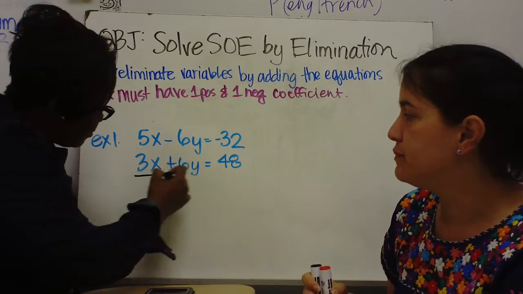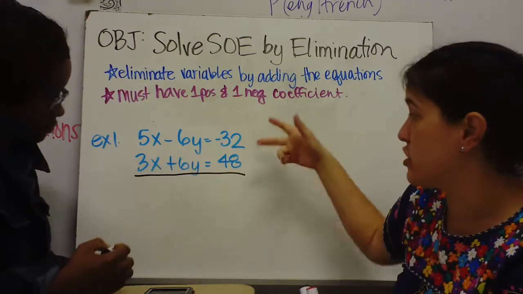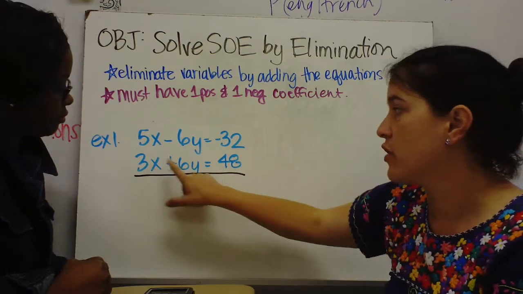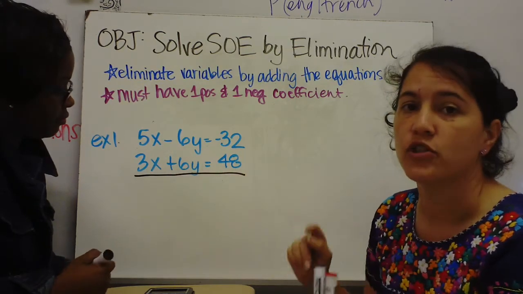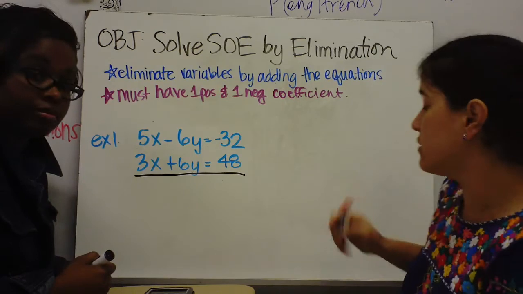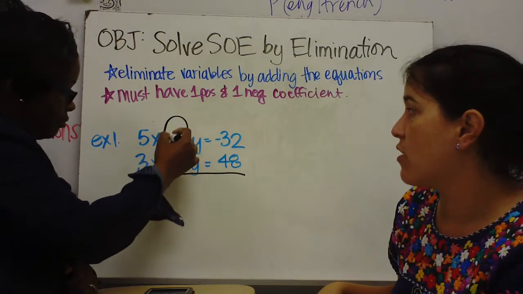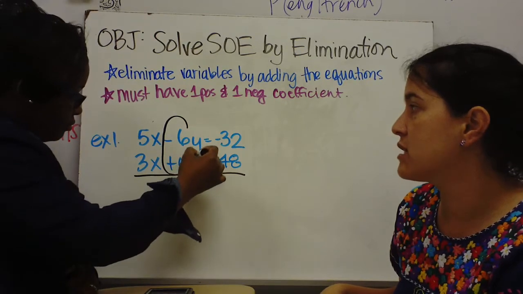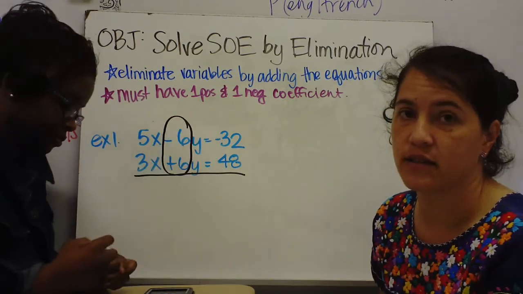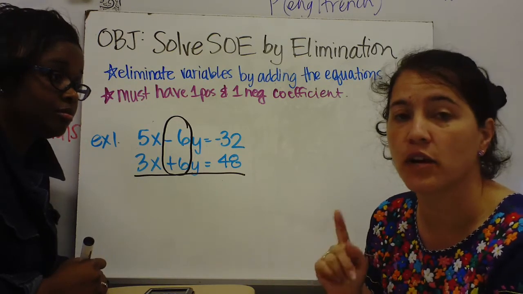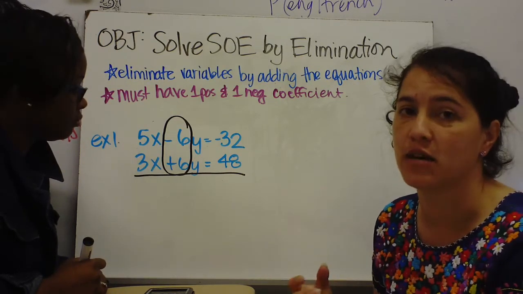And so in this example, we have a system of equations. 5x minus 6y equals negative 32. 3x plus 6y equals 48. So you should see very quickly a set of coefficients that are opposites. And they are right here. We have a negative 6 and a positive 6. That is exactly what we're looking for. That is our goal, to have a positive number and a negative number. So we can eliminate them by adding them.